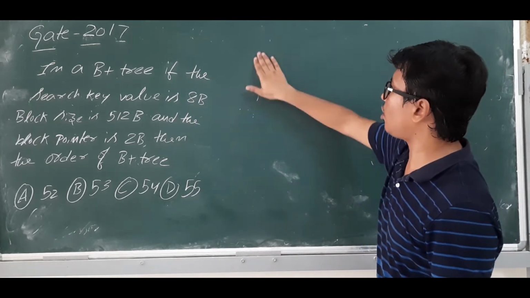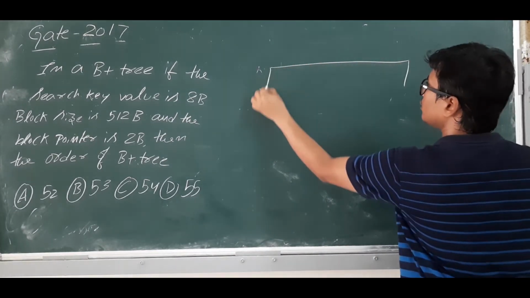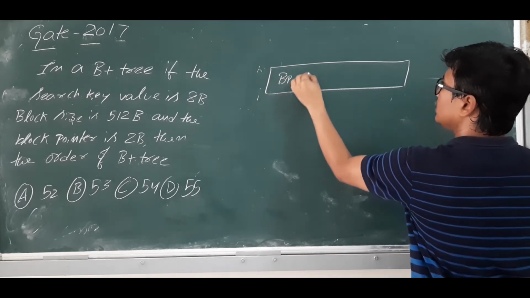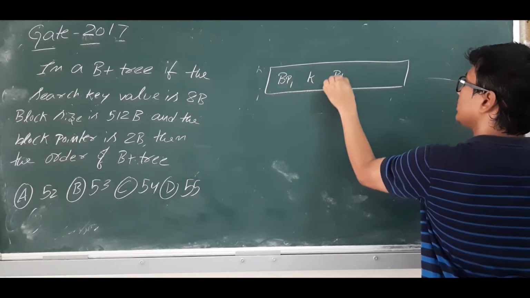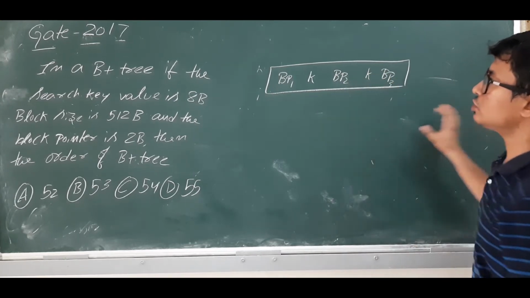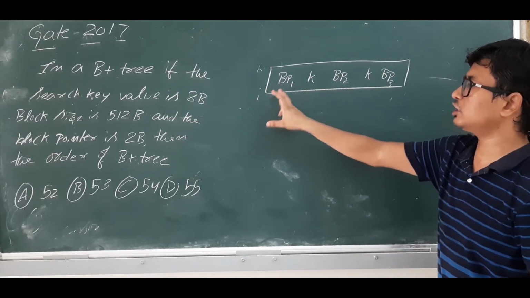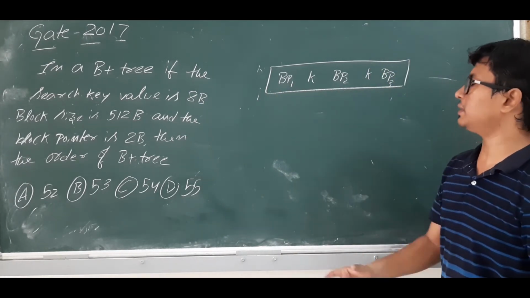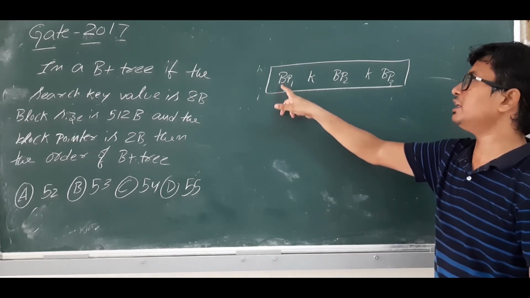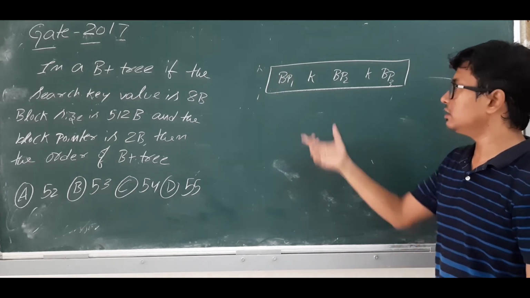Why am I saying that it is the order of the internal node? If you know the structure of the internal node in a B plus tree, it will have a block pointer, a key, a block pointer, a key and a block pointer. They have given the total size as 512 bytes and they are asking us to calculate the order of the B plus tree. If it is the order of the internal node, the meaning is that they are asking us to find the maximum number of children possible for this tree.